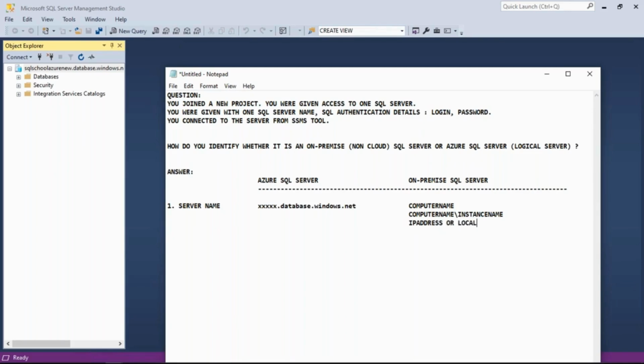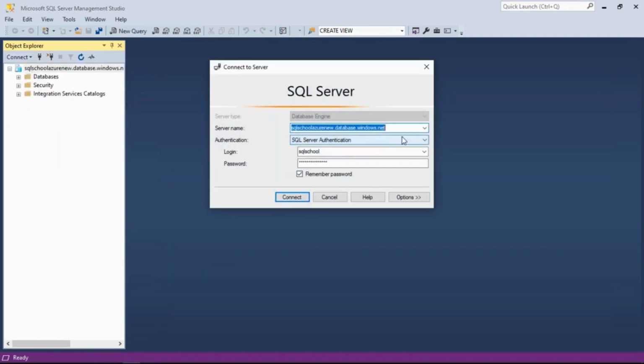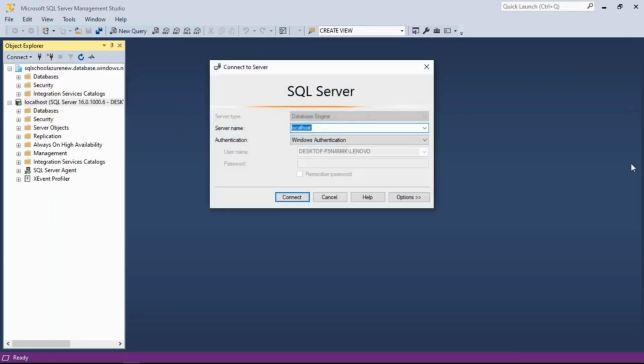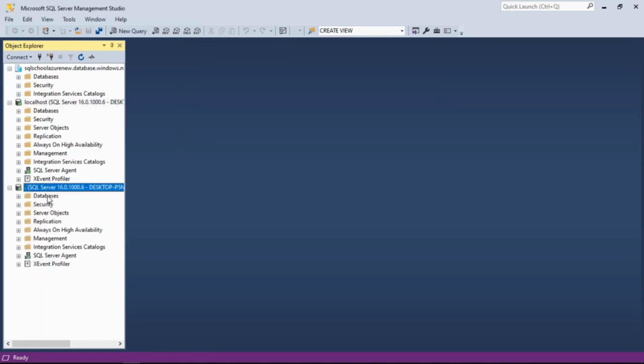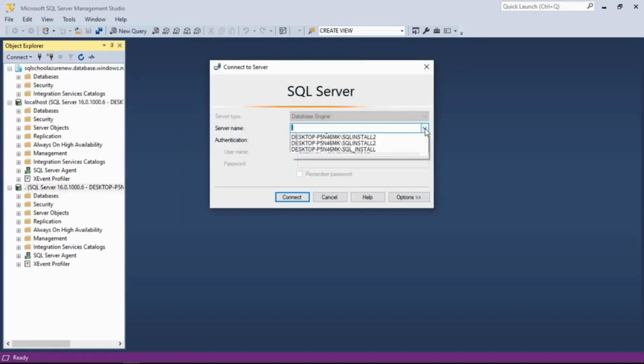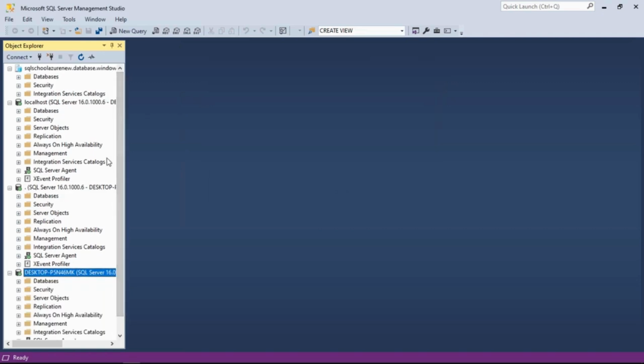Or localhost. Let me show you. Connect database engine and I can directly type localhost. Localhost means default instance. Or you can also specify dot. Dot means again default instance only. Or simply provide your computer name. That is also the default instance. IP address also default instance only.